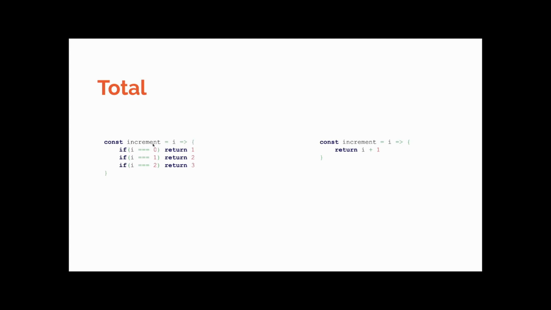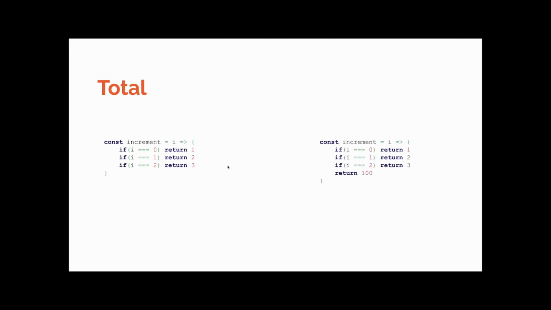We could also say that the left function is a total function for the domain of numbers between 0 and 2. If we were using something like TypeScript and the type of this increment function was a function that accepted an enum that had the values of 0, 1, and 2, then yeah, it would be a total function, but that's not the case here.